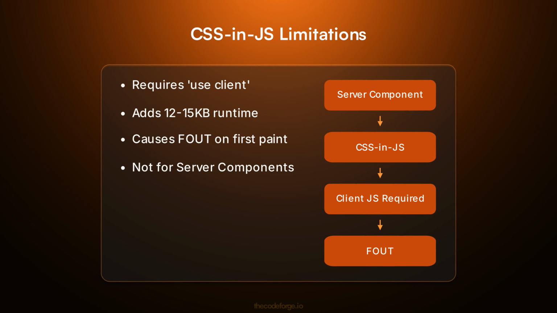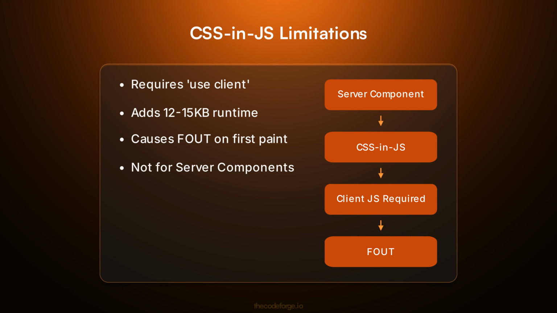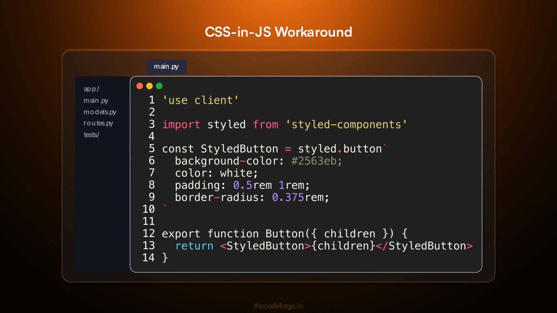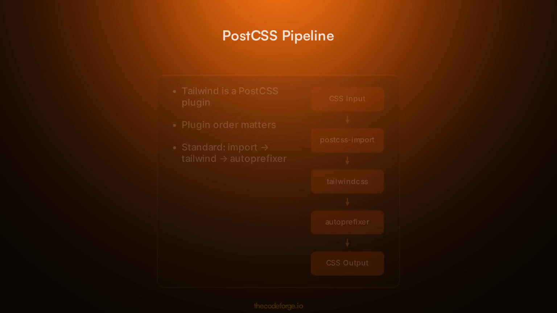CSS-in-JS libraries like styled-components require client-side JavaScript to inject styles. This adds 12-15 KB to the bundle and causes a flash of unstyled content on first paint. They cannot be used in server components. If you must use CSS-in-JS, wrap the component in 'use client' to make it a client component. This allows styled-components to work, but it still has runtime cost and FOUT.